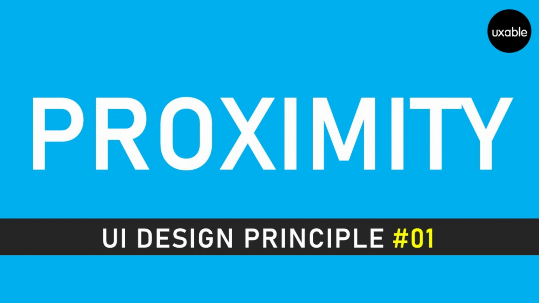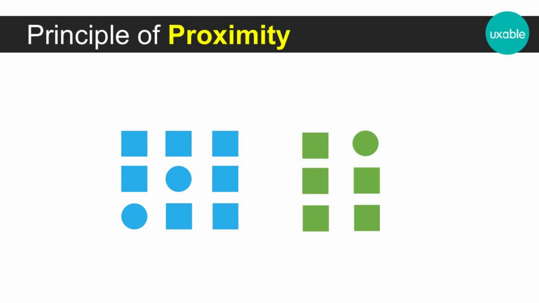Let's start by exploring proximity, our first UI design principle. To make a successful UI design, it heavily relies on proximity and other UI principles. So what is the principle of proximity? UI elements or items close together are always likely to be perceived as part of the same group.